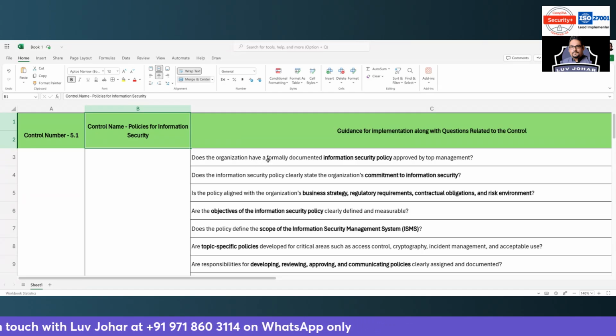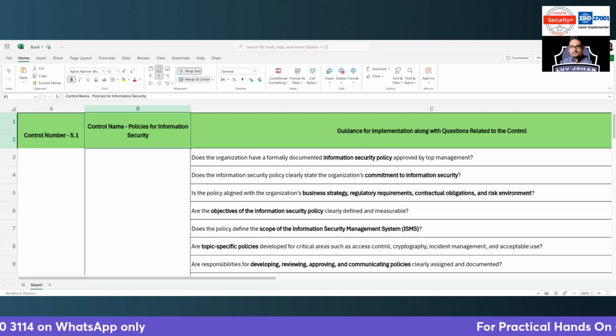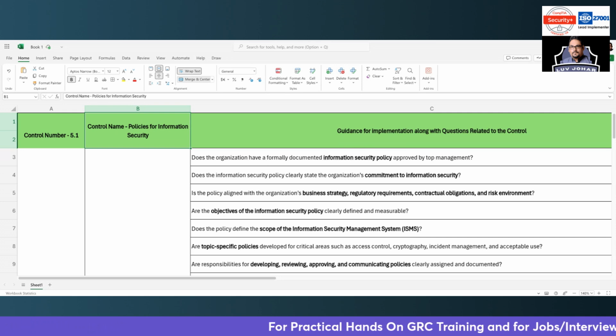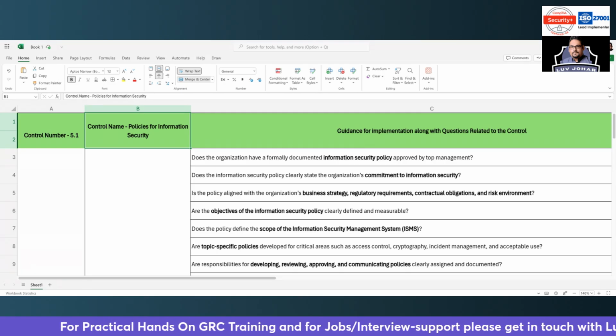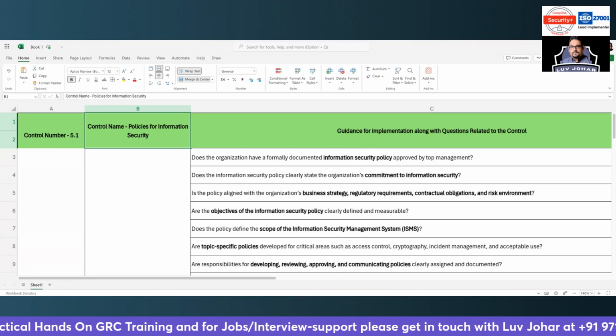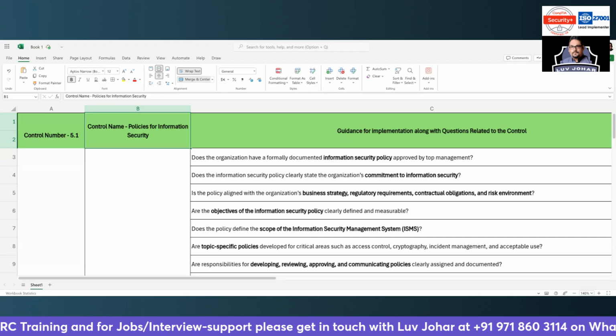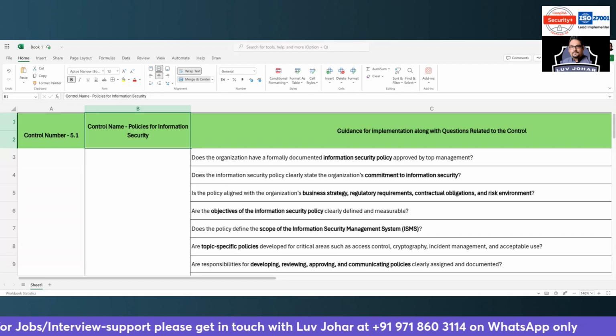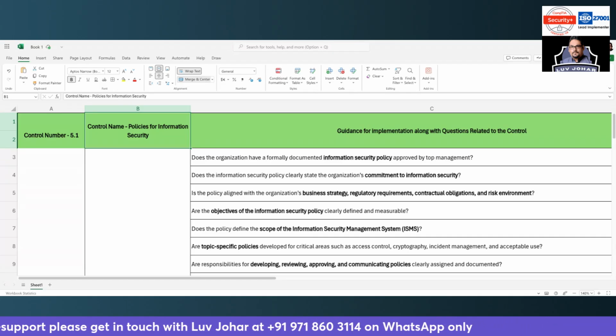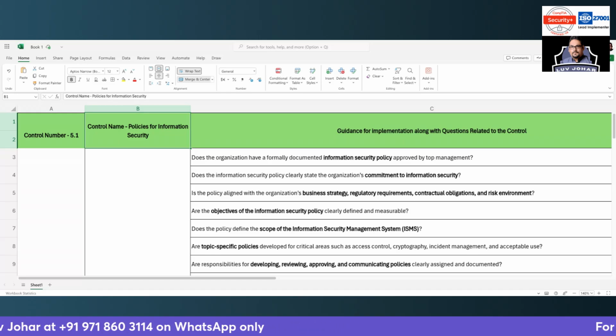Okay, so in this control, we have guidance for implementation along with the questions related to the control. What all questions do we need to ask ourselves while implementing this control? What is the guidance of 27002? I have clubbed it into simple questions for you so that you can understand these questions and refer to this as a checklist while preparing yourself for the annex controls, right?